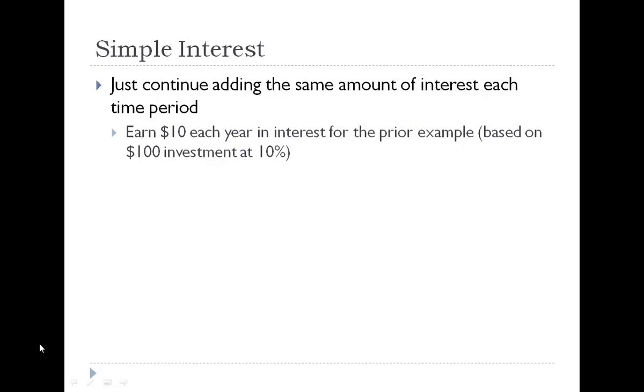A couple of things to note about the type of interest. If you make an investment, let's say the prior example where we invested $100, and the interest rate that we're given is 10%. If you simply receive $10 in interest, or the same 10% every year, we call that simple interest.